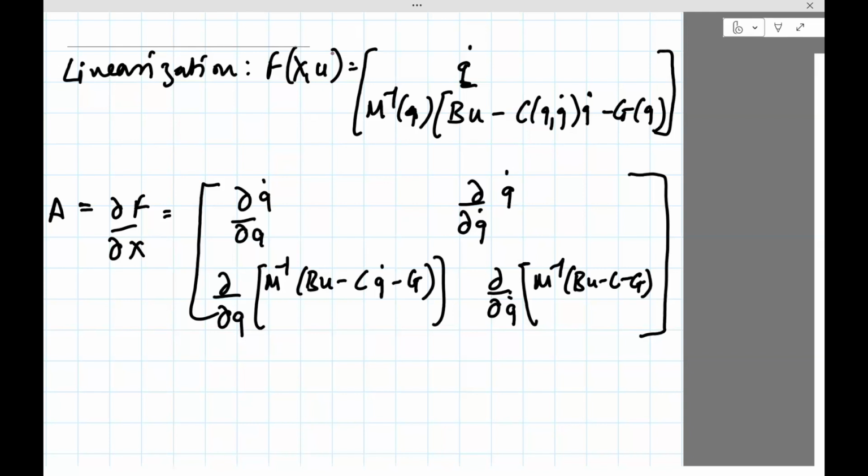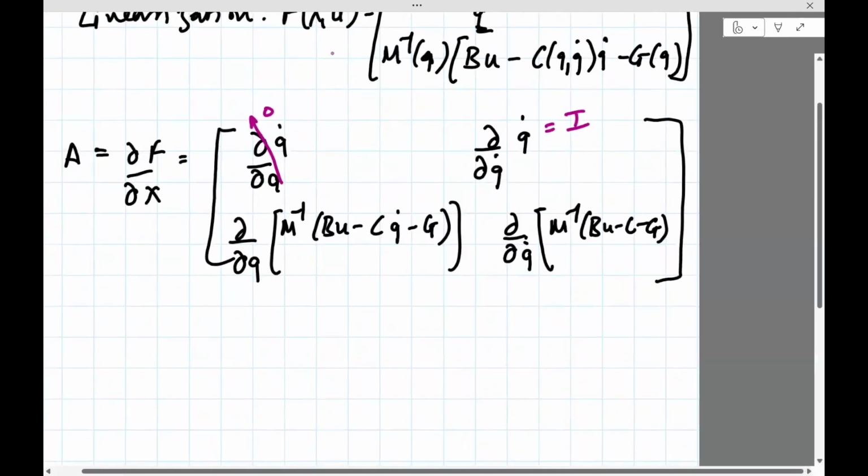Because dq dot with respect to q is 0, so this is 0. If you take the derivative of q dot with respect to q dot, that will be 1, but remember q is a vector. It has n elements, so this will actually come out to be the identity. Okay, and then there are these two terms, which we'll talk about in detail.